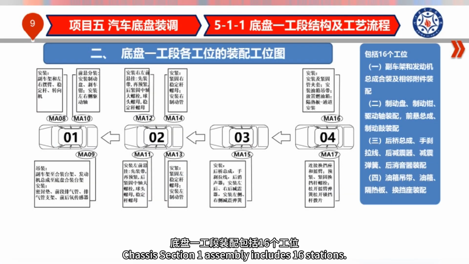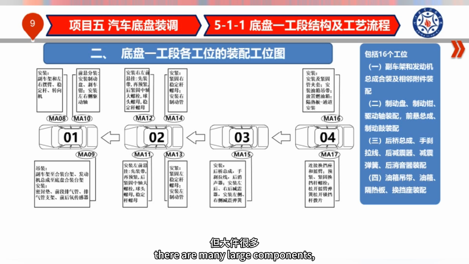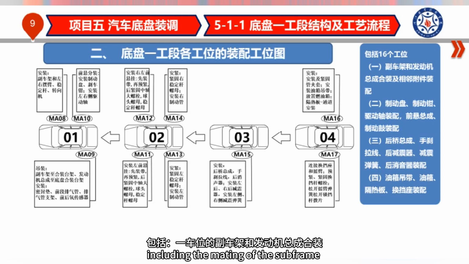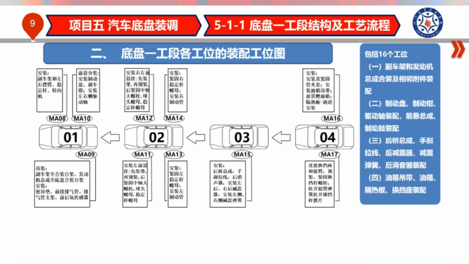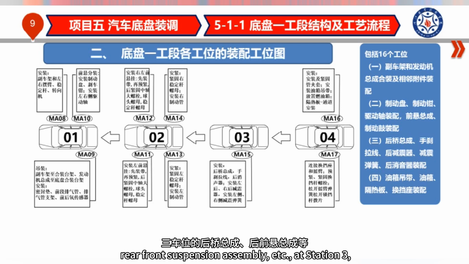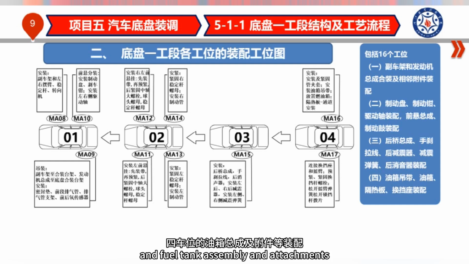Chassis Section 1 assembly includes 16 stations. Although the number of parts assembled is not large, there are many large components, including the mating of the subframe and engine assembly at Station 1, brake assembly, front suspension assembly, driveshaft, etc. at Station 2, rear axle assembly, rear front suspension assembly, etc. at Station 3, and fuel tank assembly and attachments assembly at Station 4.